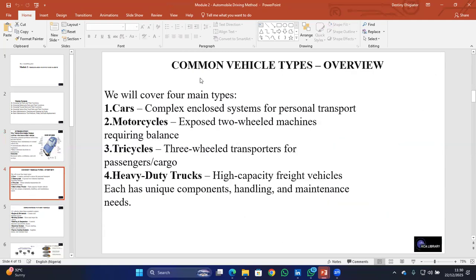Now, what are some of the common vehicle types? We have 4 major vehicle types, and they are cars, motorcycles, tricycles, and heavy-duty trucks. Cars are complex enclosed systems used for personal transport. Motorcycles are exposed two-wheeled machines that require balance. Tricycles, which we normally call keke in Nigeria, are three-wheeled transporters for passengers and cargo. Heavy-duty trucks are high-capacity freight vehicles. Each has unique components, handling, and maintenance needs.